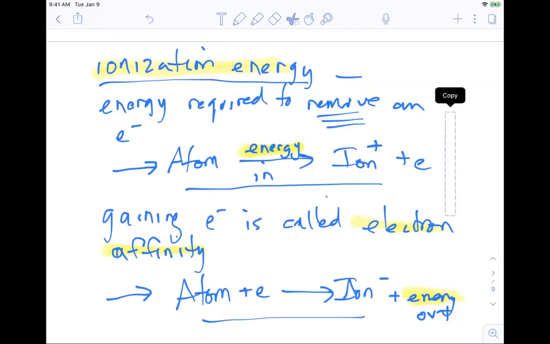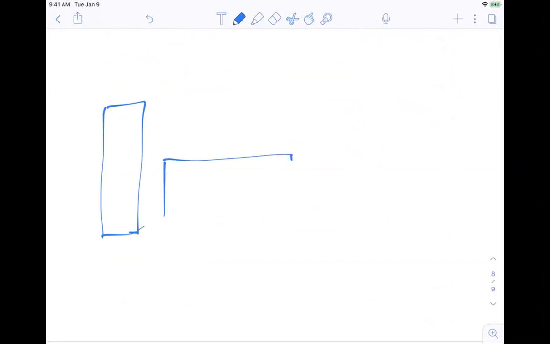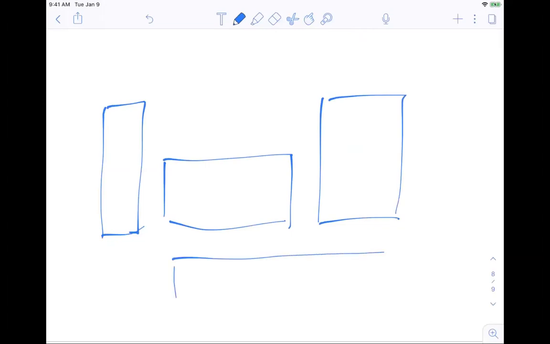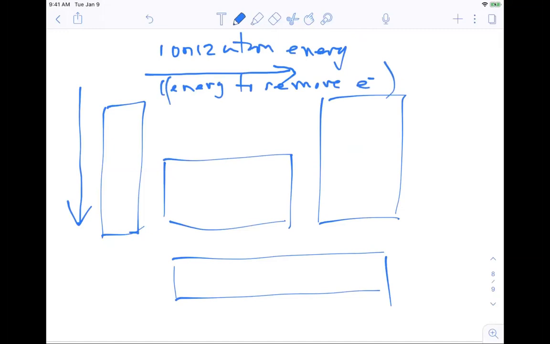All right, so let's talk about ionization energy and how you might think it would vary in the periodic table. So let me just, once again, draw our periodic table. And these are trends, so I'm just going to generalize, okay? So as you go this way, and as you go this way, let's talk about ionization energy. And keep in mind, ionization energy is energy to remove an electron, okay? Let's start with this one.